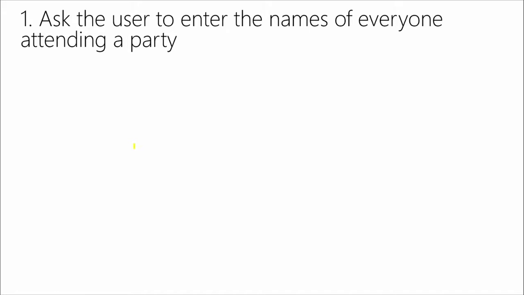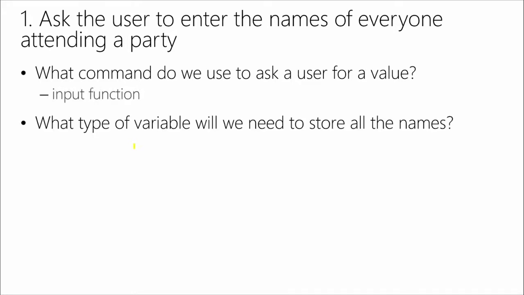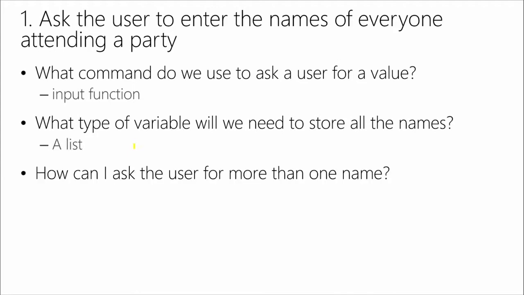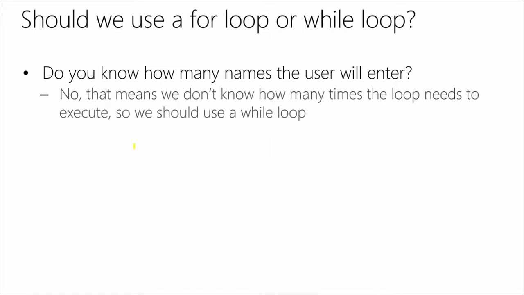And then you can think, well, I know you guys out there already know how to ask a user to enter values. That's going to be the input function. And what type of variable do we need to store the values? Because we have multiple names to store, we're going to need to create a list to hold the values. How do you ask a user for more than one name? Because I'm going to keep asking them for one name, after a name, after another name. So I'm going to need a loop. Should it be a for loop or a while loop? Well, do you know how many names are going to be entered? I don't know. So therefore, I can't go with a for loop. So I'm going to have to go with a while loop.